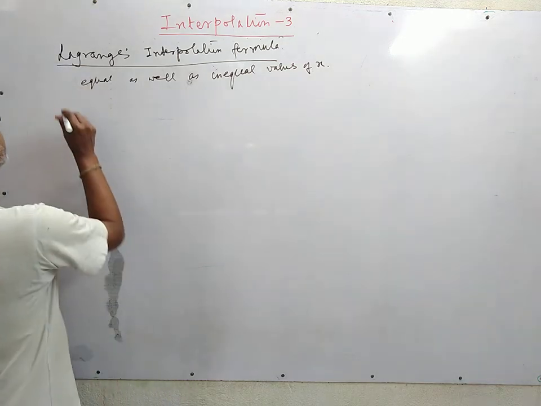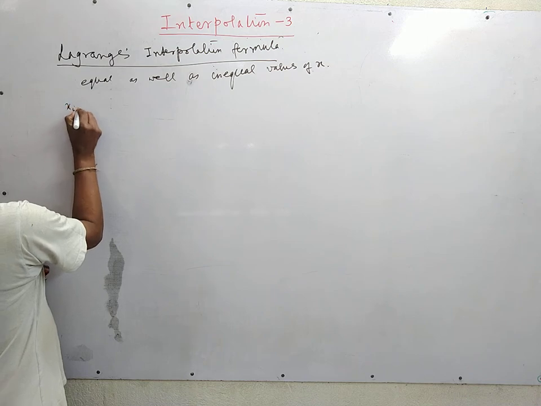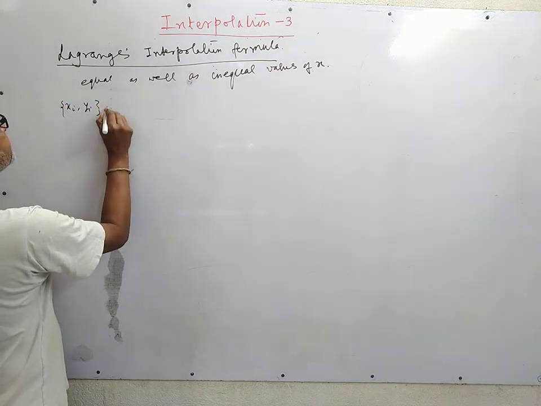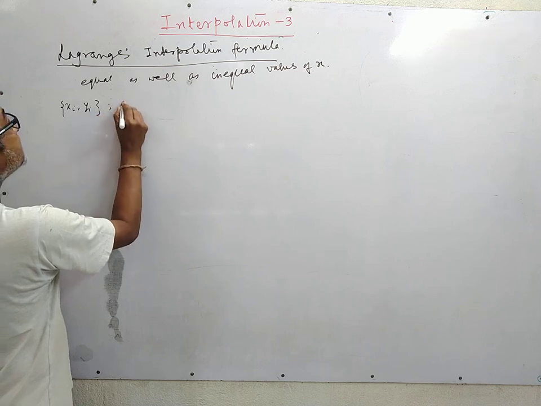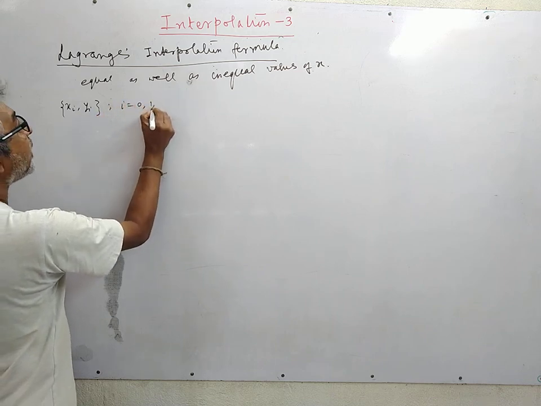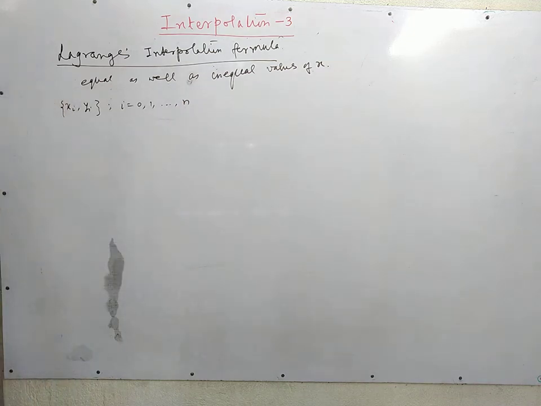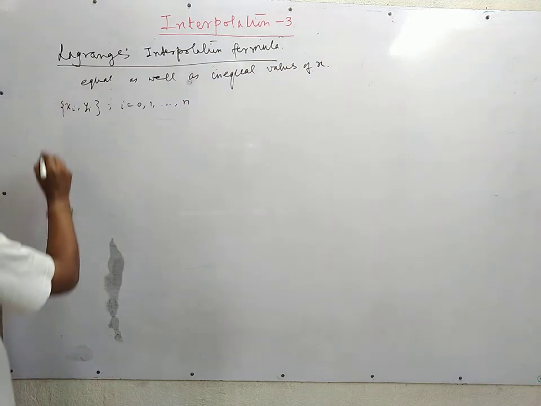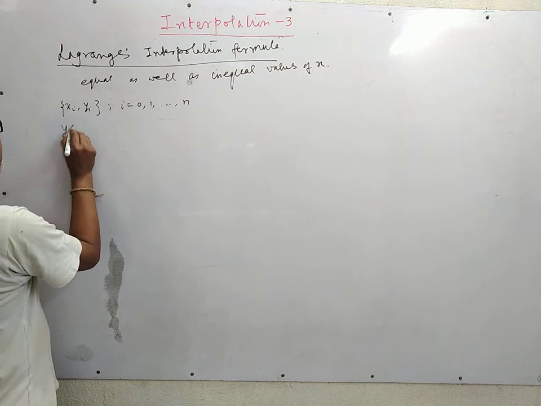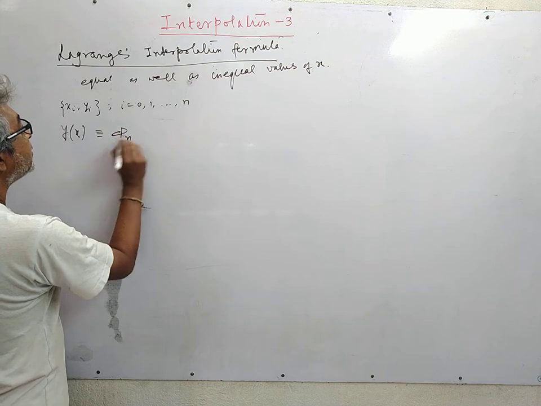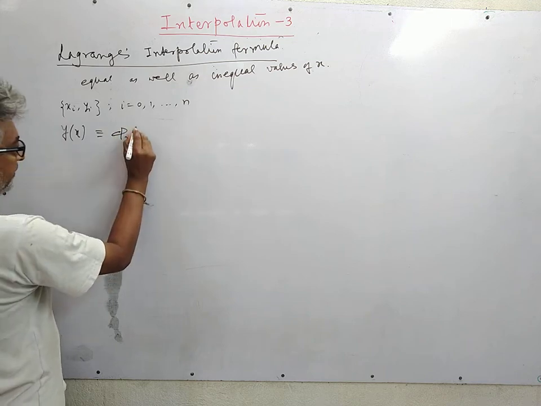We are provided with n plus 1 pair of data with i equal to 0, 1 up to n. So we can approximate y of x as an interpolating polynomial of order n.